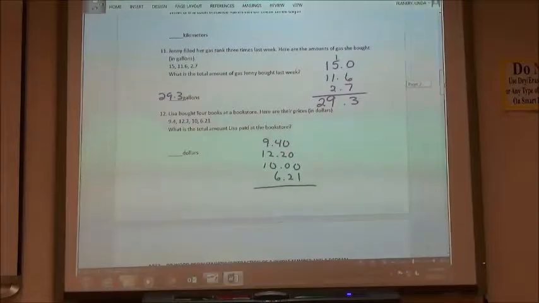Now again, the calculator might be active on the word problems, but it's always good to practice paper and pencil, and if you want to check it with your calculator, go ahead and do that.